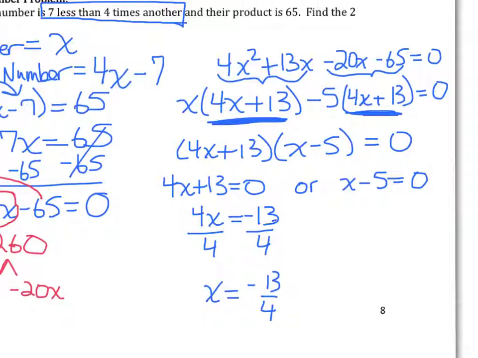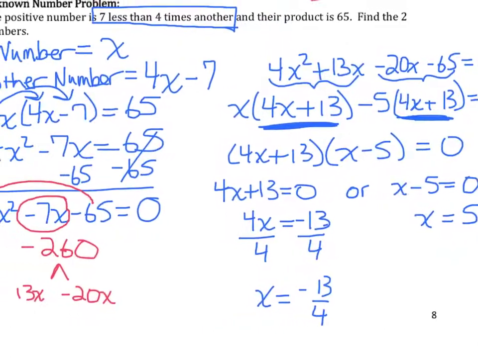In my other equation, the x minus 5 equals 0, I can add 5 to both sides. When I add 5 to both sides, I'm going to get x equals 5. Now, I've got to make sure that these are my solutions, right? I'm thinking that x equals negative 13 over 4 and x equals 5 is my solution. Let's reread the problem so that we can make sure we get our correct solutions here.